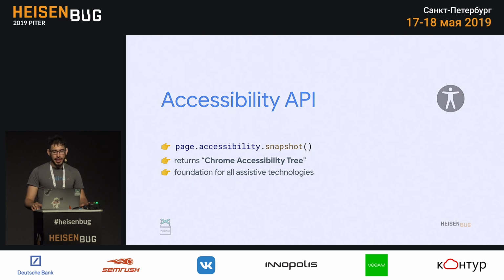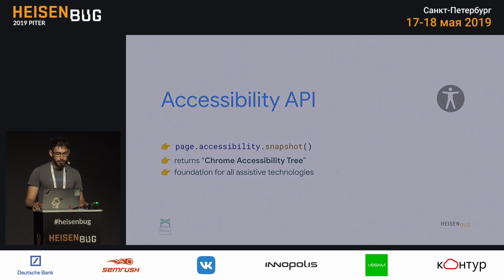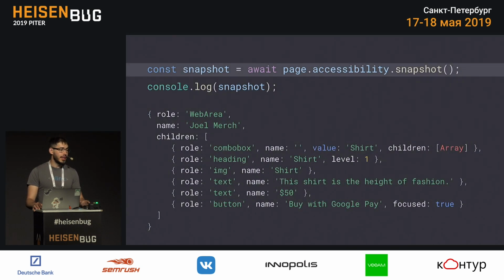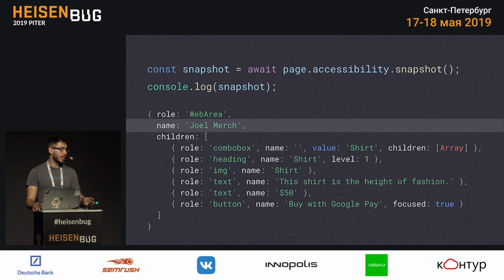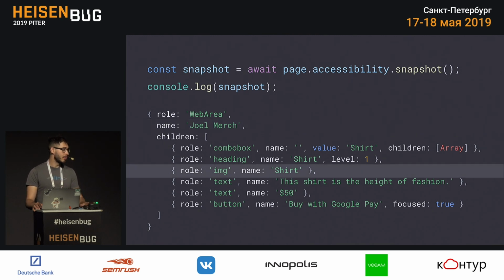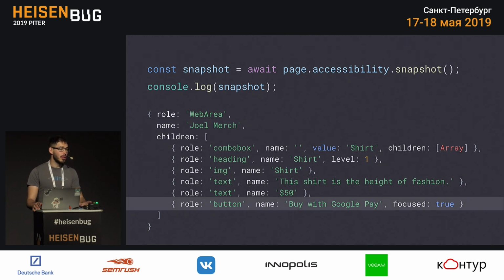Puppeteer has a nice API called accessibility.snapshot, and this method returns a Chrome accessibility tree. Now, what is this? This is the tree that all assistive technologies actually use to interpret the web content inside the browser. So let's see what it looks like. Here, I can see that my website, Joel's website, has a name, an image, and a button. So this is a simplistic tree, which is very reasonable and easy to interpret.